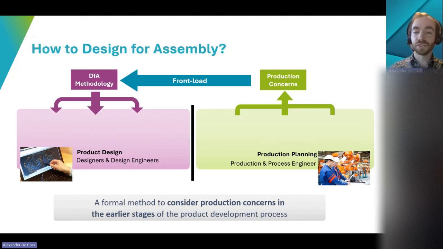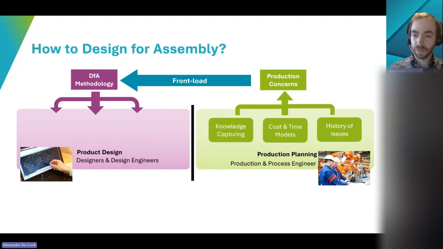It consists of multiple steps. First, we need to start at the production site and capture their needs. So we will have to formalize the production processes. We will need some cost and time models to estimate how difficult it is and how costly it is to manufacture certain products. And we can also gather a history of past issues so that we can avoid them in the future.